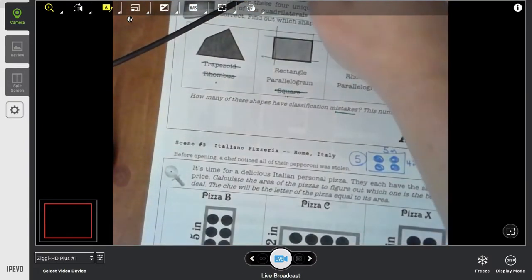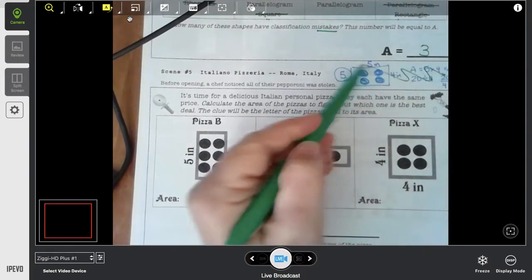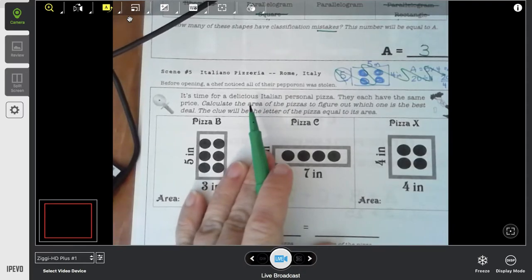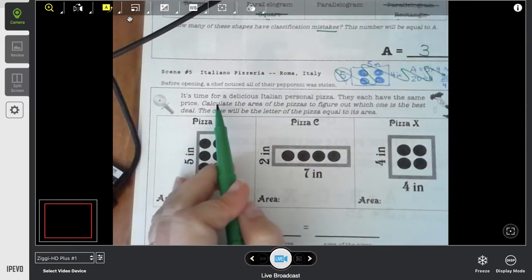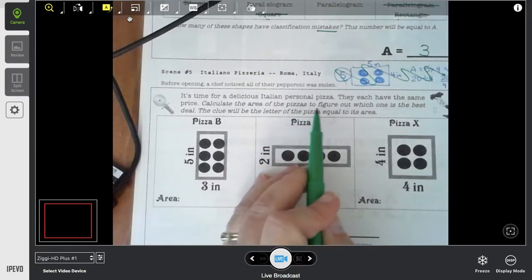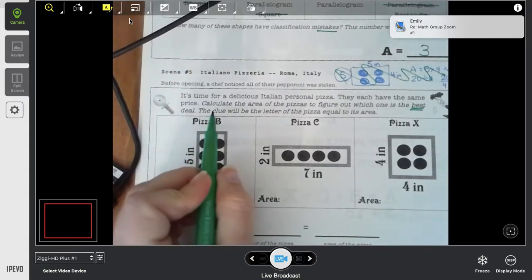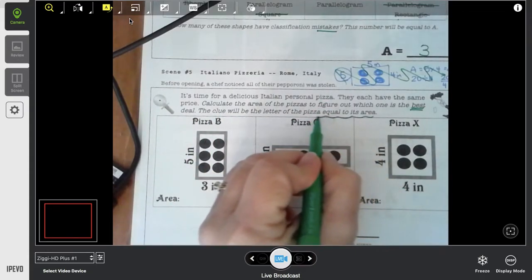Down at the bottom for the pizza parlor. Okay? It's from yesterday. It's time for delicious Italian personal pizza. They each have the same price. Calculate the area of the pizzas to figure out which one is the best deal. The clue will be the letter of the pizza that is equal to its area.